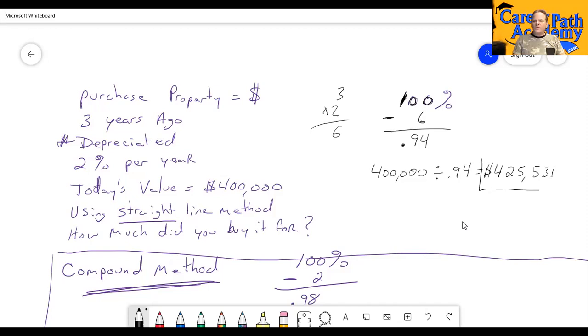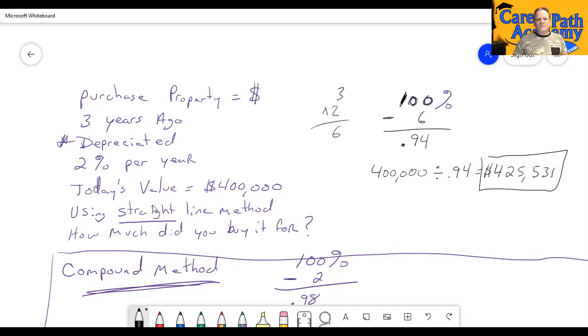And we know that this is right because it should have gone up in value, because we bought it 3 years ago and it depreciated in value. So if today's value is 400,000, we know we bought it for more because it depreciated, it lost value. So we know that this is a higher number, so that's probably the right number. If it's a lower number, we know that's not right. Just common sense. Forget about math, common sense, right?